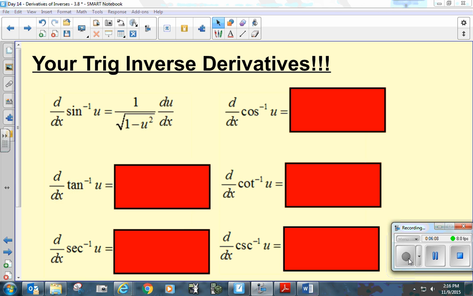You're always doing chain. So, if the derivative of the inverse of sine is 1 over the square root of 1 minus u squared, what do you think the derivative of the inverse of cosine is going to be?